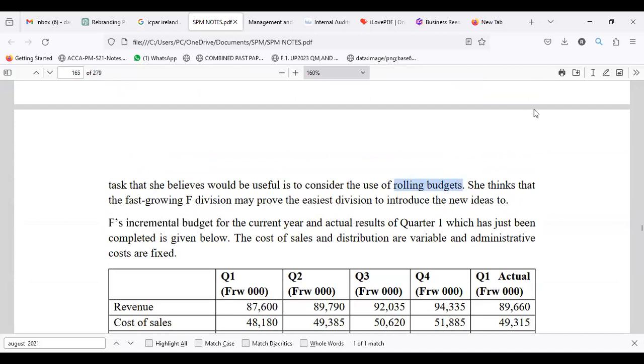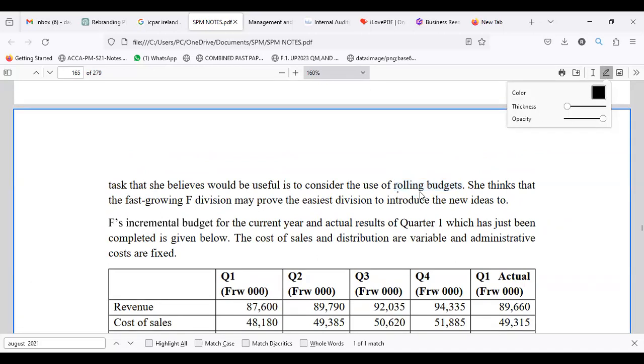Anytime you have those 15 minutes they give you to peruse through, you should be able to highlight and find where each concept is being introduced in the case study. She thinks that the fast growing F division may prove the easiest division to introduce the new idea to. F incremental budget for the current year and actual results of quarter 1.